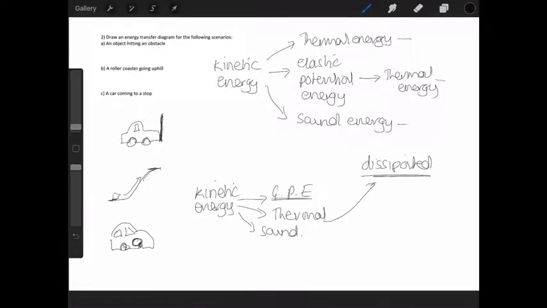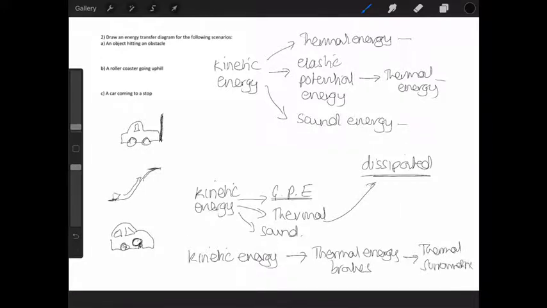So we've got a car that was moving, so we've got kinetic energy at the start, and then the car comes to a stop because, I'm assuming here, the brakes are safely applied. So there is loads of thermal energy. And that thermal energy will first be in the brakes, and then there'll be thermal energy in the surroundings. And of course, there'll be sound, which goes straight to being dissipated to the surroundings as well.